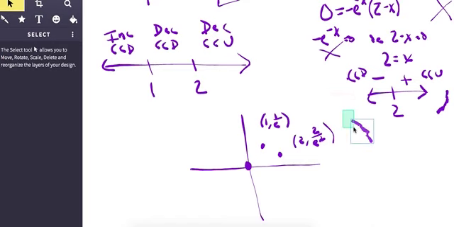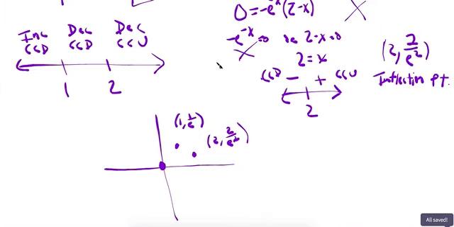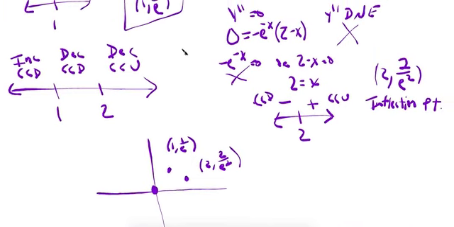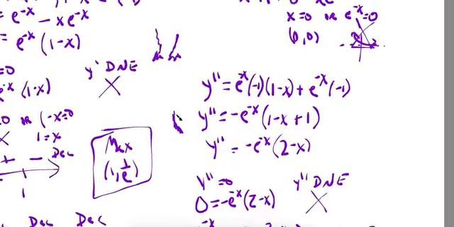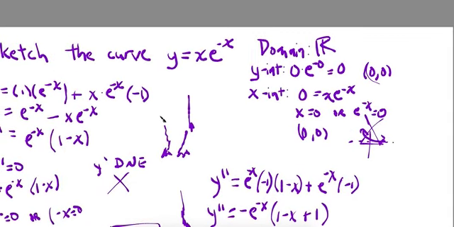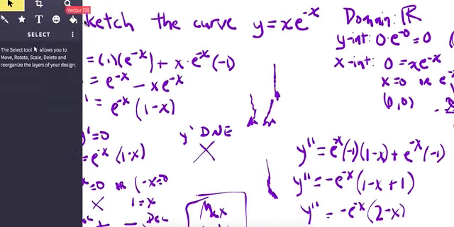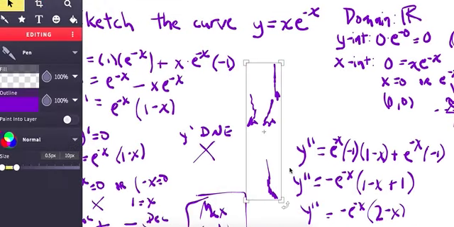Another piece of information that actually might be helpful is what the end behavior is. So, did we ever talk about end behavior? I don't think we did. Alright, let's quickly talk about what happens as x goes to positive and negative infinity.